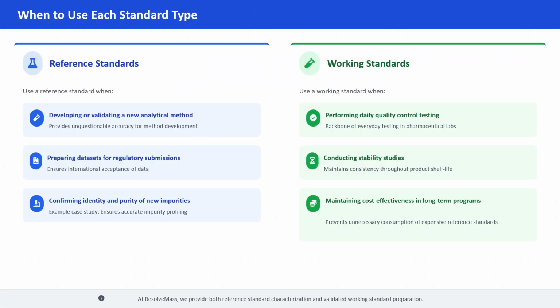Choosing the right standard depends entirely on the purpose of your study. Use a reference standard when validating a new analytical method, submitting data to regulatory authorities, or confirming identity or purity of unknown impurities. Use a working standard when performing daily QC testing, running long-term stability studies, or monitoring impurities batch after batch. The key is intention. Use the highest authority when defining truth and validated consistency when repeating it.